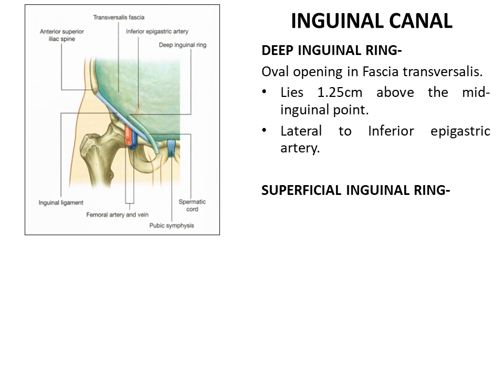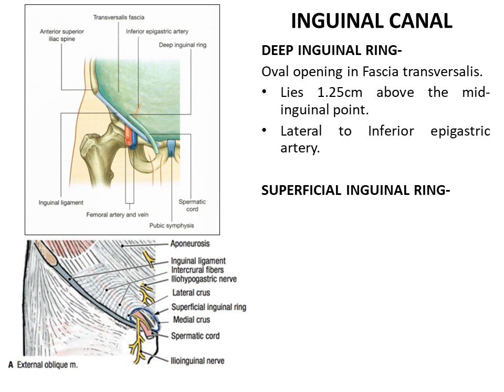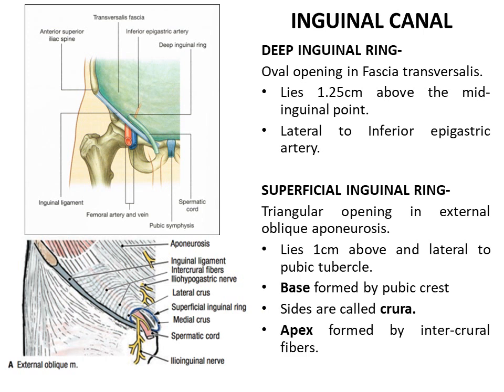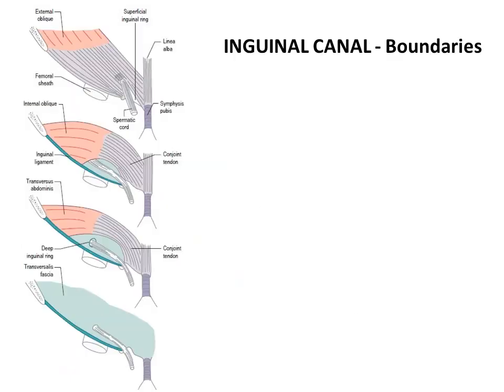The superficial inguinal ring is a triangular opening present in the aponeurosis of the external oblique muscle. It lies 1 centimeter above and lateral to the pubic tubercle. The base is formed by the pubic crest. The two sides are formed by the crura, and at the apex the two crura join by intercrural fibers. It is approximately 1.2 centimeters broad at the base and the two crura are approximately 2.5 centimeters.